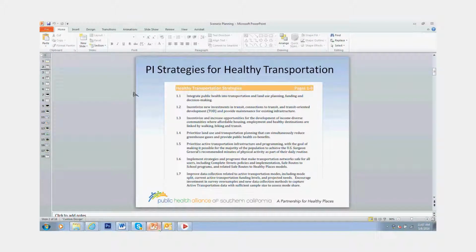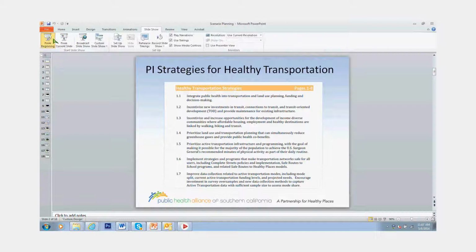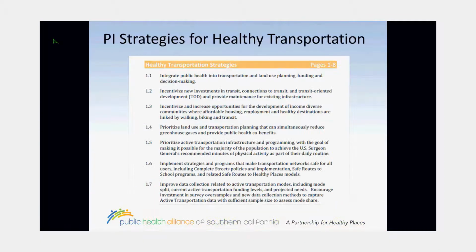And just to quickly review, this year we have a new series of priority initiative strategies related to healthy transportation. And one of our primary goals as an alliance is to integrate public health into transportation land use planning, funding, and decision making. And we really see Urban Footprint as a great opportunity for non-planners to be involved in some of these really critical decisions about how our land use and transportation will affect our future communities. So it's great to focus on this today.